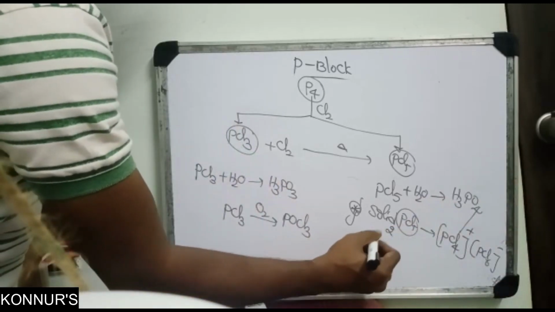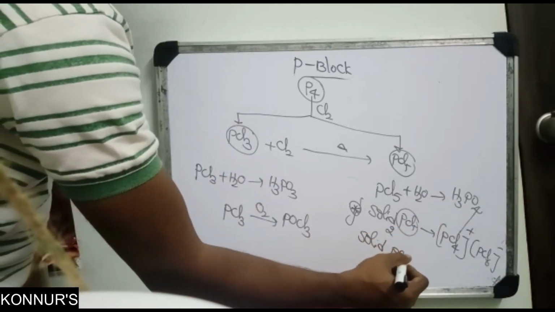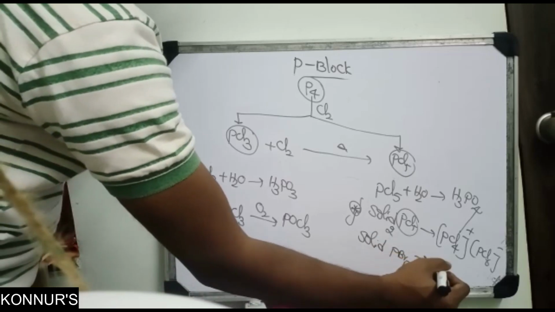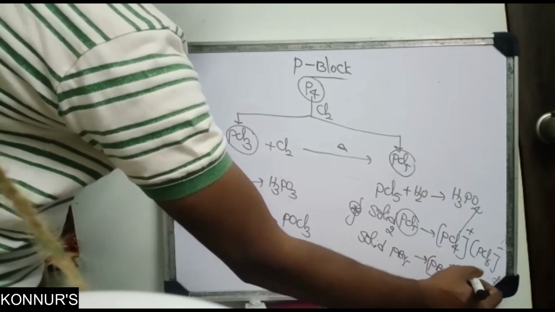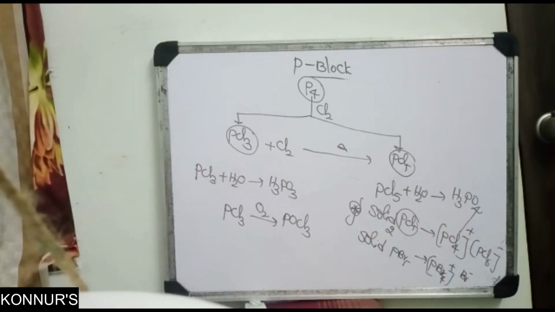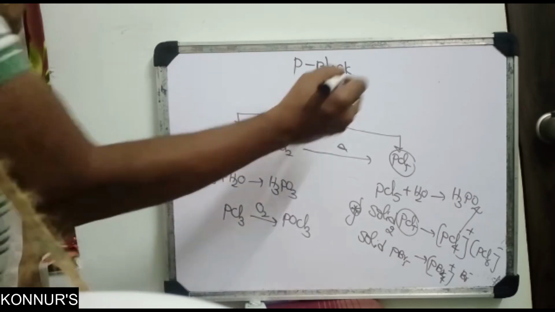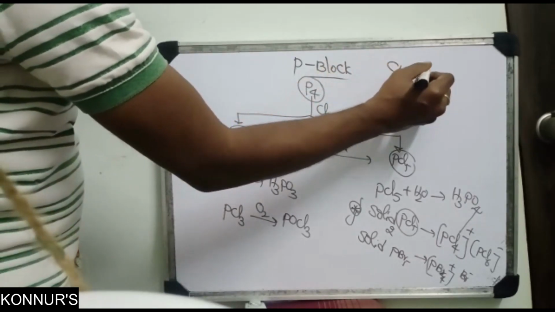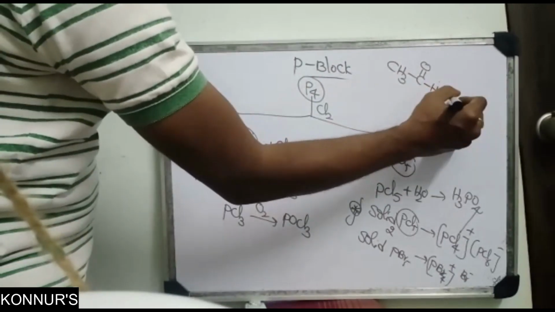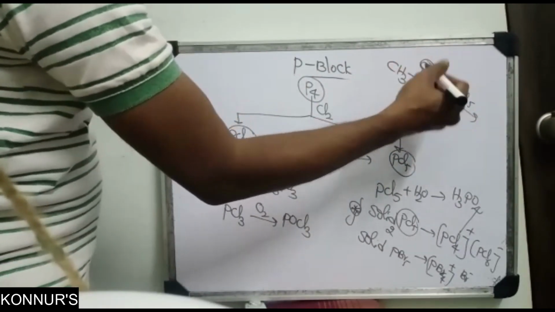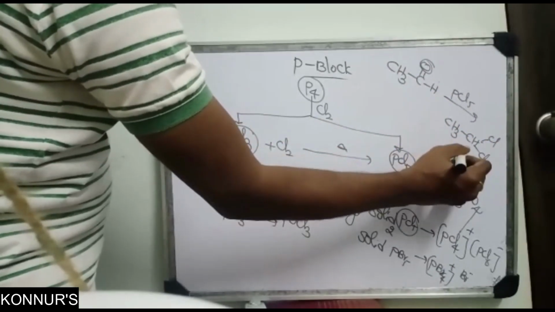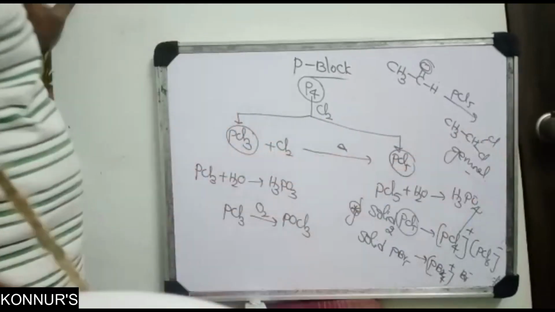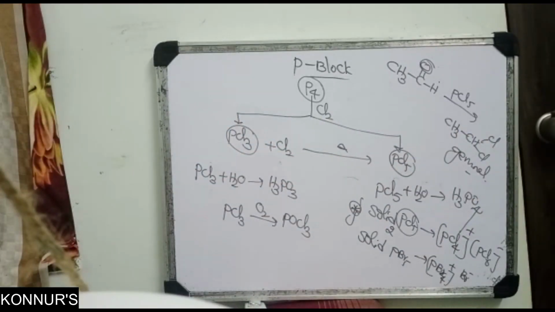Solid PBr5 is observed as PBr4+ and Br-. Another important reaction of PCl5: suppose you take an aldehyde treated with PCl5. One O is replaced with two chlorines, so that is a geminal dichloro compound. So in organic chemistry, PCl3 and PCl5 are very important.